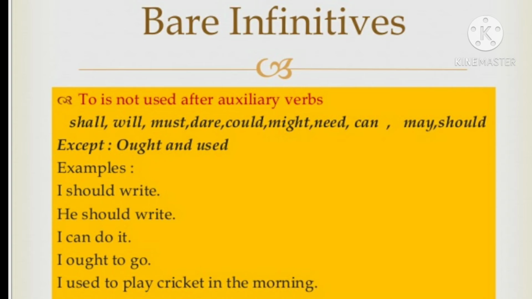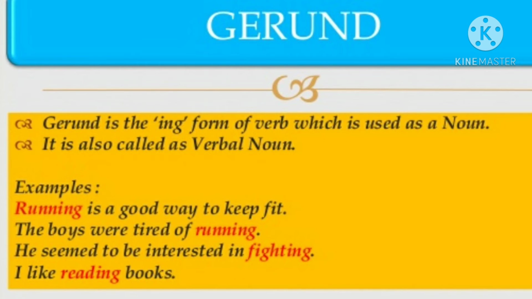See, we can go through the example. I should write. He should write. I can do it. I ought to go. I used to play cricket in the morning. These are the examples for bare infinitives. Let's come to the topic gerund.